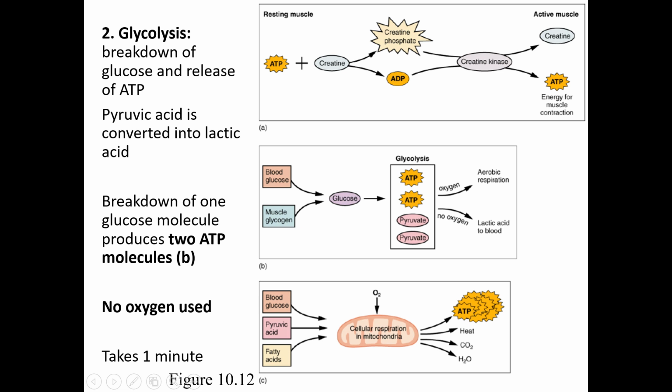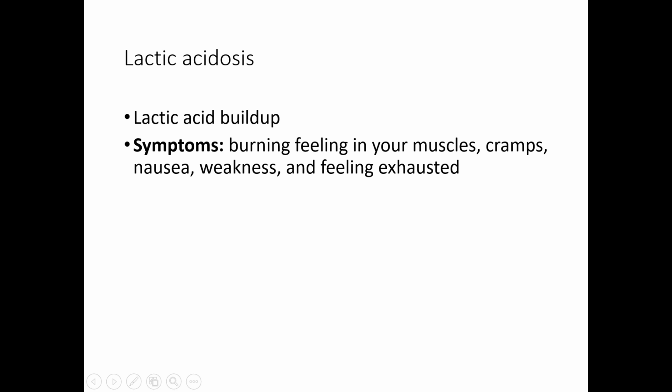Second, here it is, glycolysis. We take in a molecule of glucose and produce 2 molecules of ATP. So it's more efficient. 2 molecules. It's a little bit slower, it takes about 1 minute, and also lactic acid will be produced. What does that mean? It means when we are overusing our muscles, when we exercise a lot, that building of lactic acid will cause symptoms like a burning feeling in the muscles, sometimes even cramps and weakness and feeling exhausted. That is called lactic acidosis.